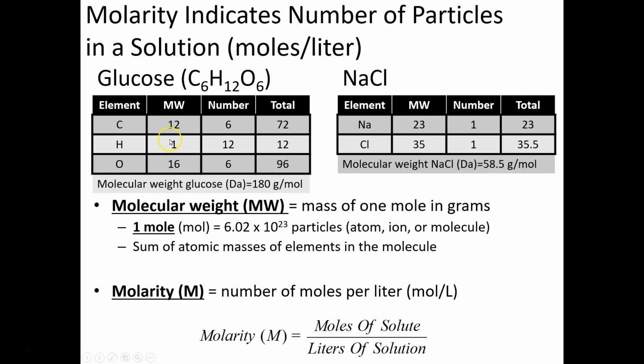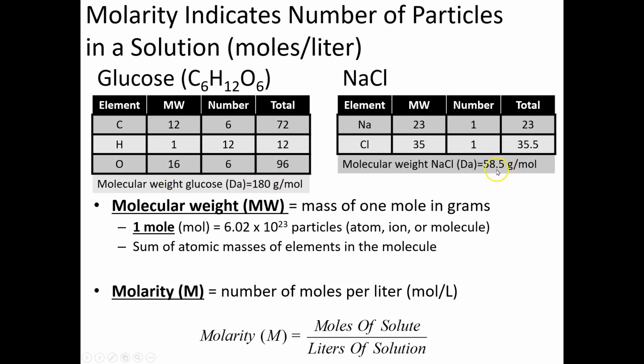Hydrogen is 1. Remember from the periodic table, it's the upper left. There are 12 of them here, so 1 times 12 is 12. And then oxygen has a molecular weight of 16. There are 6 of those, so 16 times 6 is 96. If you add up 96 and 12, that is 108. And 72 added to that would be 180. So the molecular weight of glucose is 180, which means 1 mole of glucose is 180 grams.